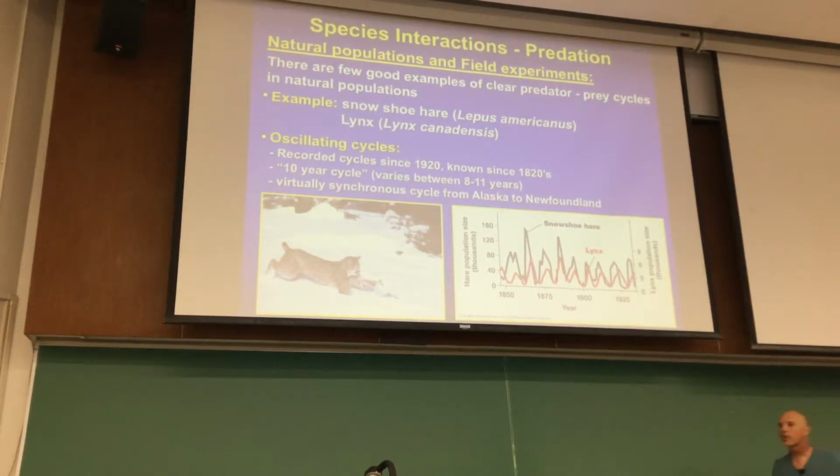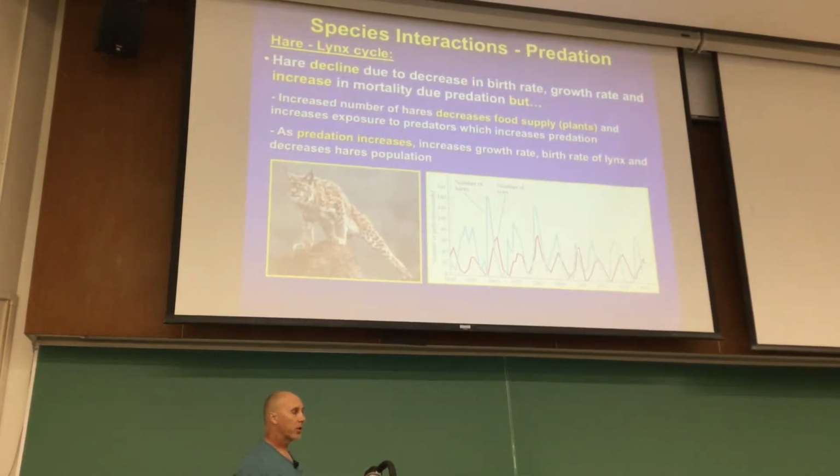And it's real consistent. This cycle actually occurs continuously across the entire North American continent from the west coast all the way to the east coast, almost in synchrony. It's a really interesting feature. They call it a 10-year cycle, but in reality it varies between 8 and 11 years in duration. Now, how does it basically work? Well, what happens is you have hares, and they decline due to decreases in their birth rate, their growth rates, and increased mortality due to consumption by the lynx.